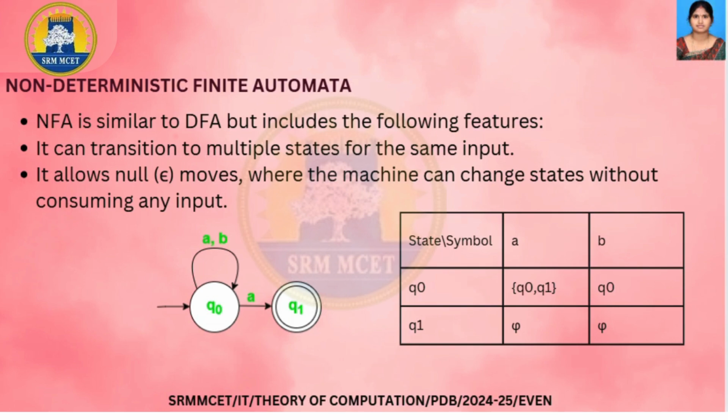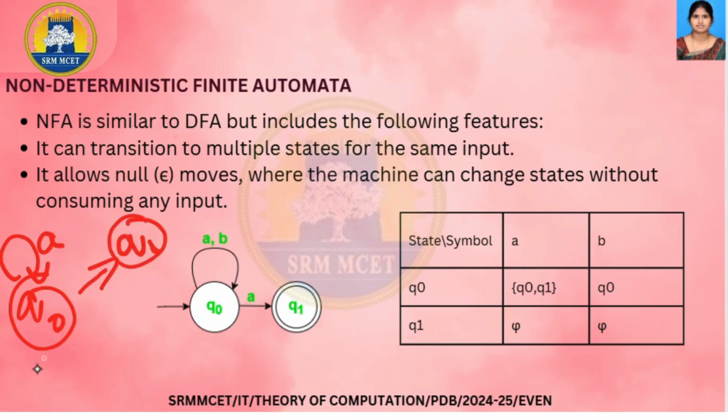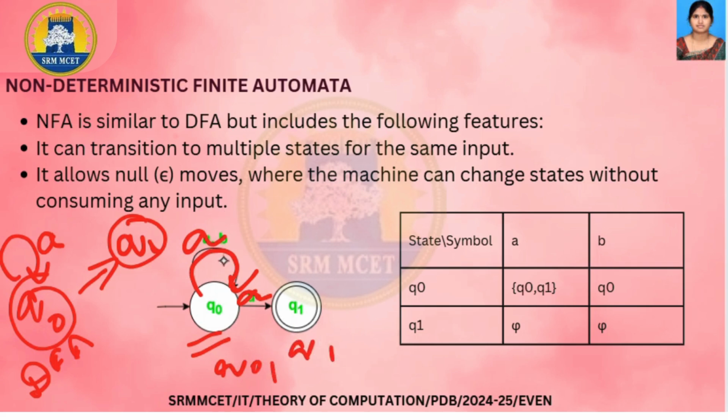So in the previous slide we have seen that, for example, Q0 using the input A transits to a single state, which is a DFA. Here, the same Q0 using the input A transits to Q0 as well as Q1. Here they have written that Q0 using A transits to itself in a loop as well as transits to Q1. Here there are multiple transitions. That's what we are seeing here: it can transition to multiple states for the same input.